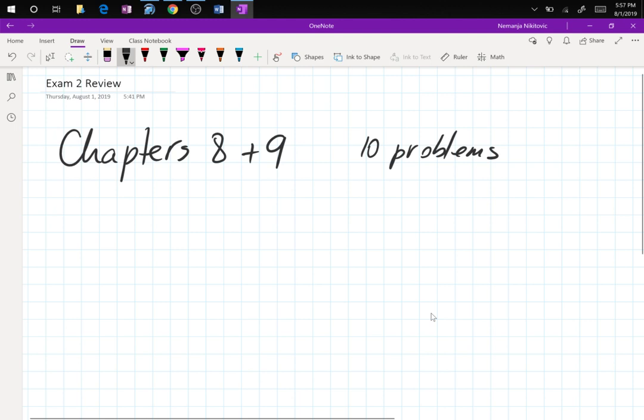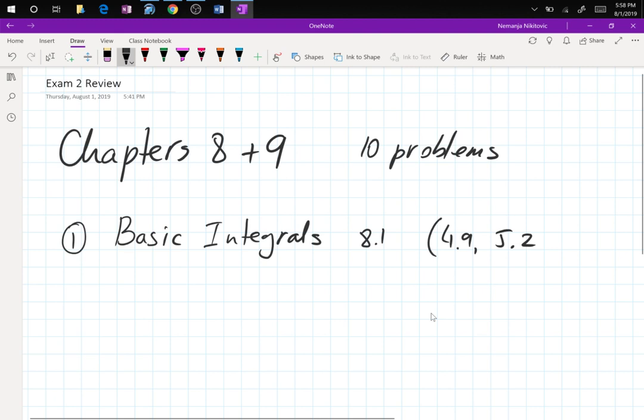The concepts that you need to know for this are not just integration by parts. It starts with basic integral, obviously, because you need to know basic integral and then plus c, right? It's going to be very important. So even though these sections are in Calculus 1, they're extremely important for your success on this exam. So I'm going to list them on this review. Number 1, basic integrals. Now this is under 8.1, but technically this is 4.9 and 5.2.